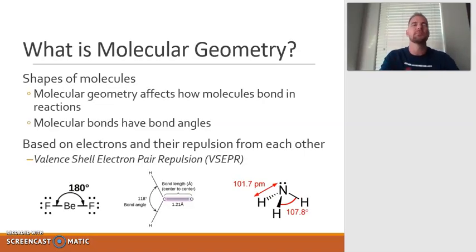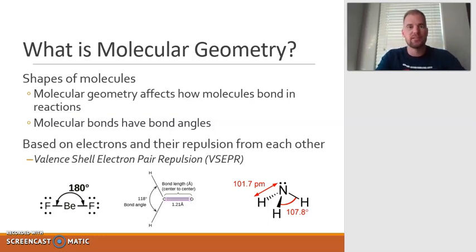So what is molecular geometry? As you've probably already guessed, molecular geometry is simply the shapes of molecules. You see, molecular geometry is going to affect how molecules bond in reactions. Molecules also, you're going to see, have bond angles, which affects how they react and how quickly they react.